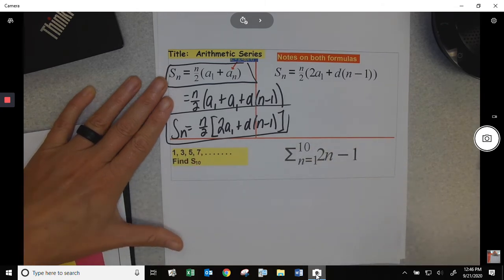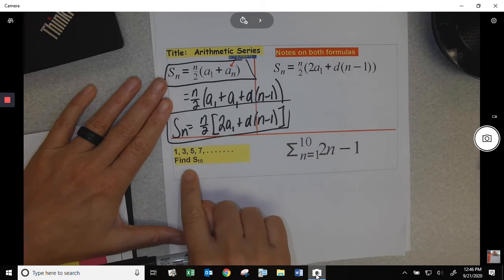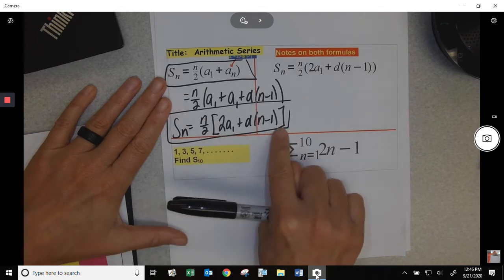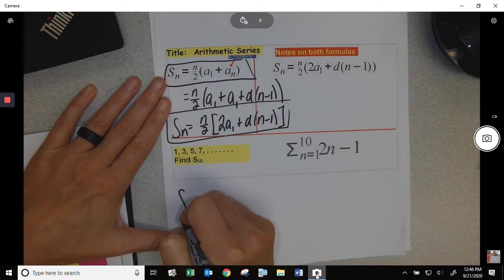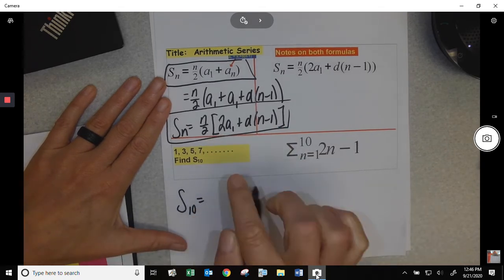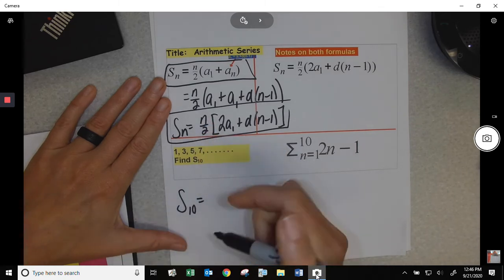Okay, so let's try it. If I want to find the sum of the first 10 numbers, let's use this second formula. Sum of the first 10. I need 10 numbers I'm summing, so it's 10 over 2.